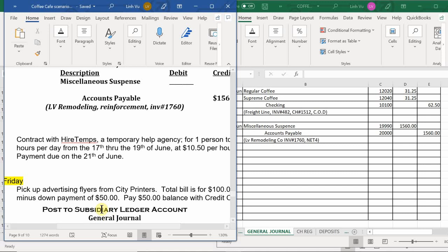Now we have a contract agreement, right? We're going to pay for one extra worker, $10.50 per hour, expected to work 8 hours for 3 whole days, starting on the 17th through the 19th. And we have a due date, which is the 21st of June. So do we have to write it? No, it's not an employee, it's an expense of the company. Good, you're correct in all that.